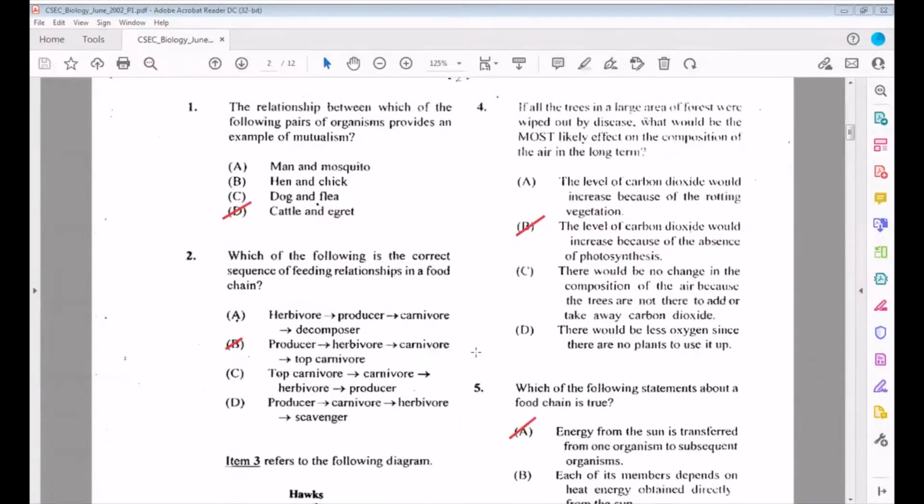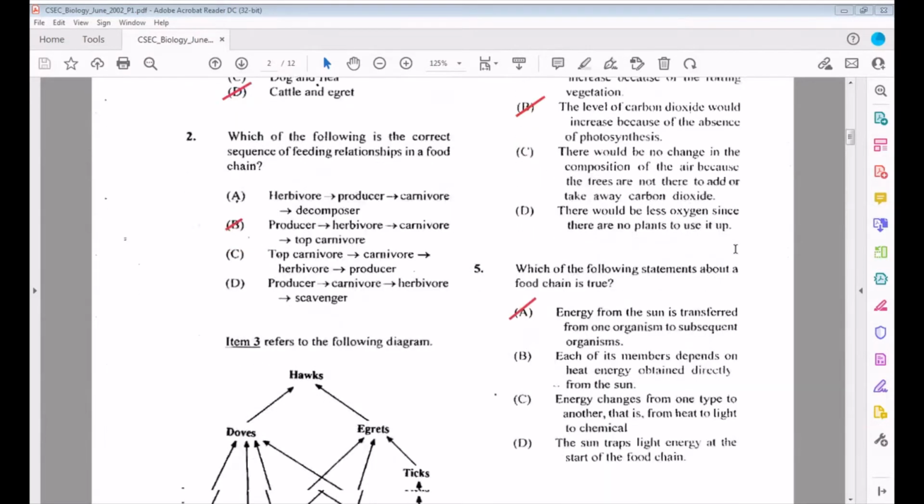4. If all the trees in a large area of forest were wiped out by disease, what would be the most likely effect on the composition of the air in the long term? So, in the long term, based on the options that are given to us, they are asking about carbon dioxide. We know that through the process of photosynthesis, plants take in carbon dioxide. So if a lot of the plants aren't there, then in the long run, the answer would be B. The level of carbon dioxide would increase because of the absence of photosynthesis.